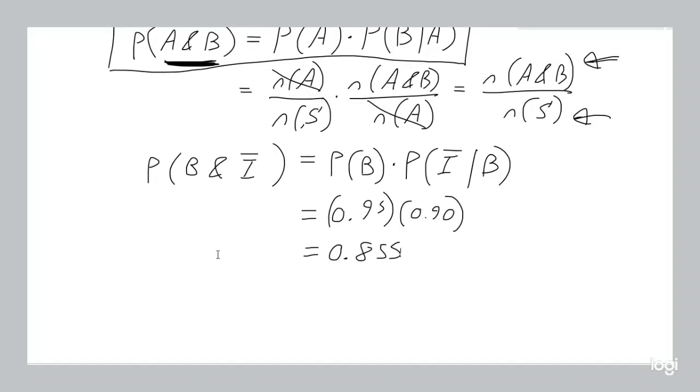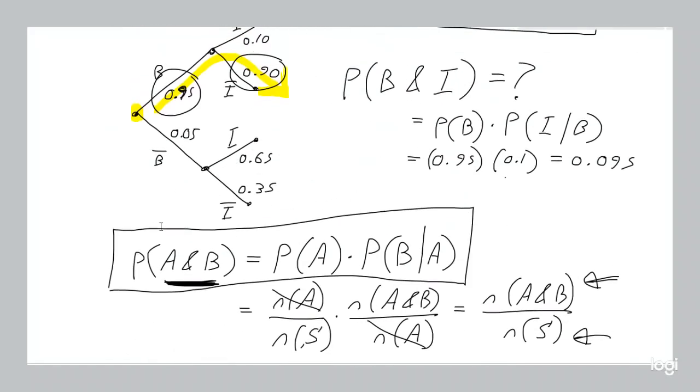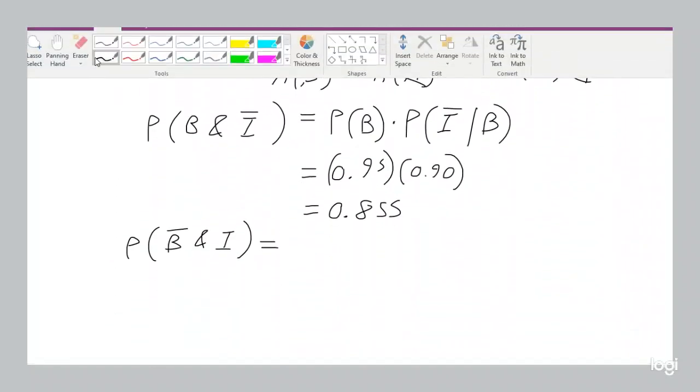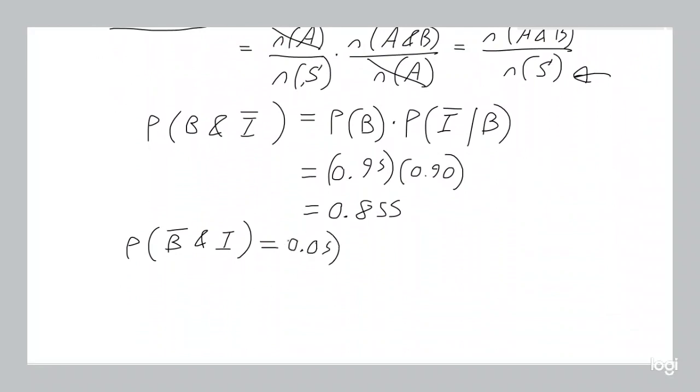Let's say we want to know the probability of not wearing a seatbelt and getting an injury. Again, we just go down that branch, not wearing a seatbelt and getting an injury, and we just multiply by the probability associated with each branch. So it's going to be 0.05 times 0.65, and that gives us 0.0325.